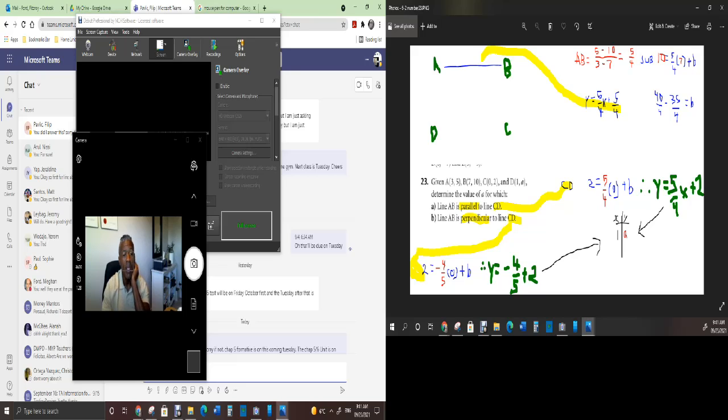And then we have to figure out what's going on with C and D based on what's happening to the slope. The only way I'm going to figure out the slope of the line is by figuring out the equation for line AB. I have my ordered pairs.